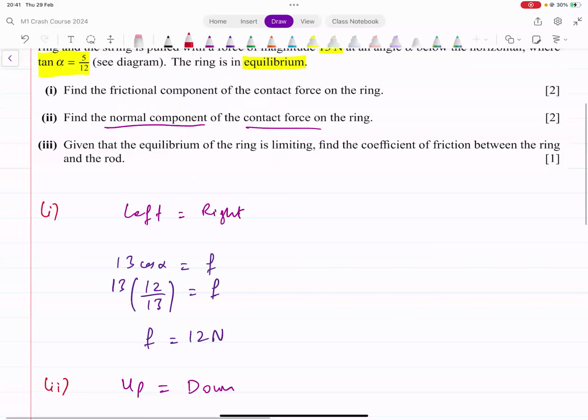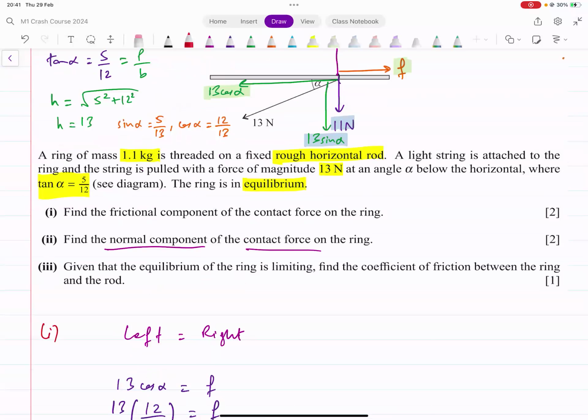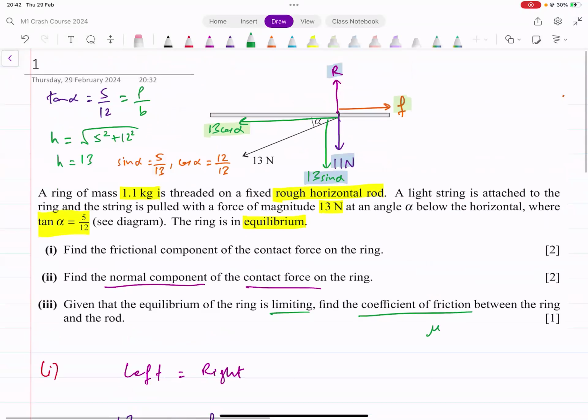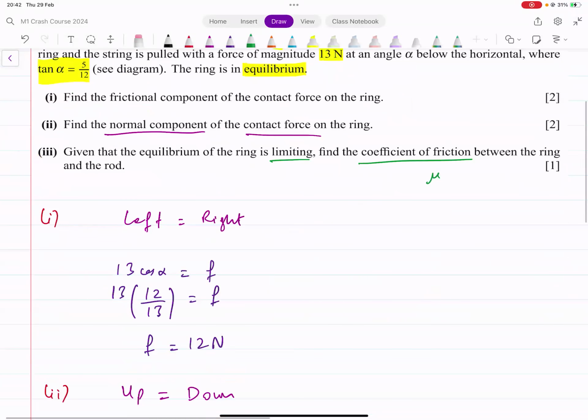Part 3. Now it says, given that the equilibrium of the ring is limiting, find the coefficient of friction, that means mu, between the ring and the rod. Now in the third part, it says the equilibrium is limiting. So now it's limiting equilibrium. If it's limiting equilibrium, what that means is F equals mu times R.